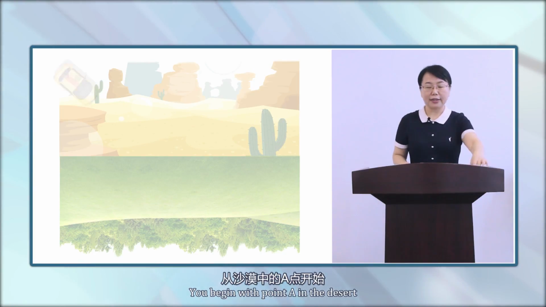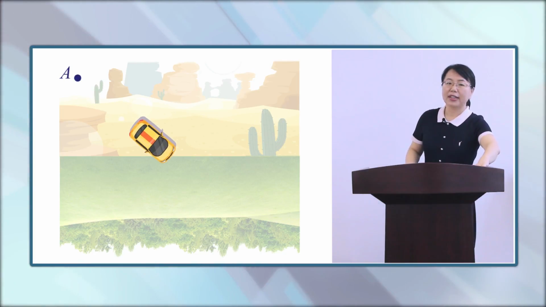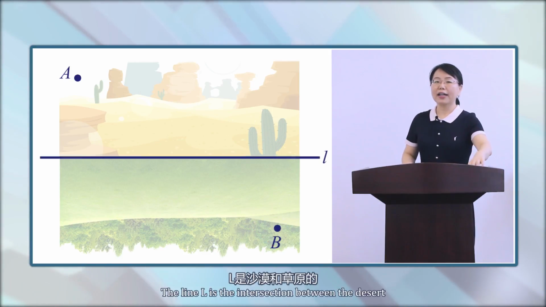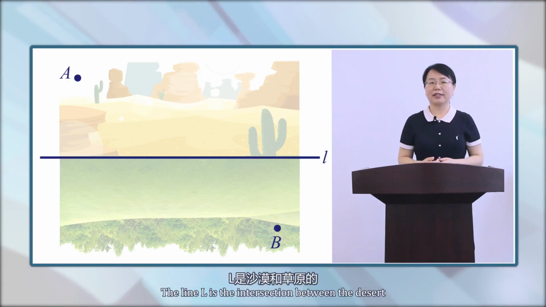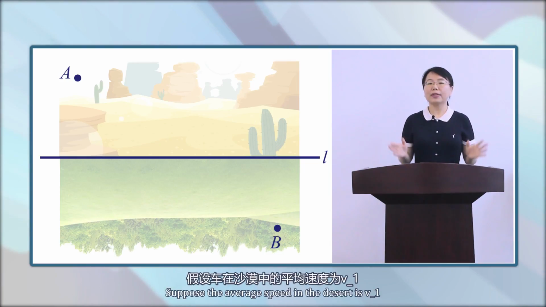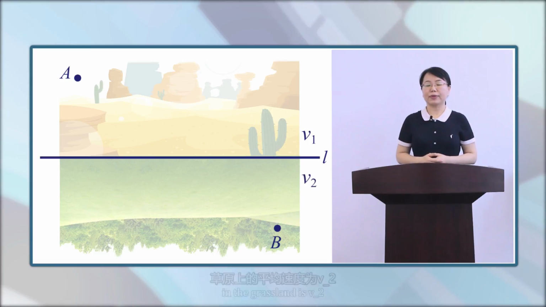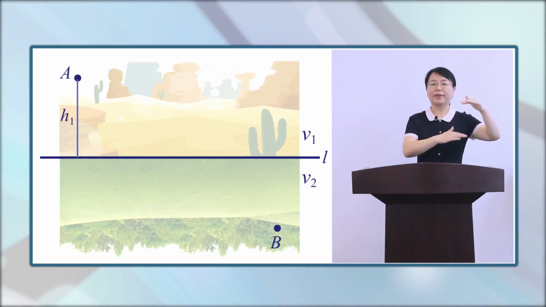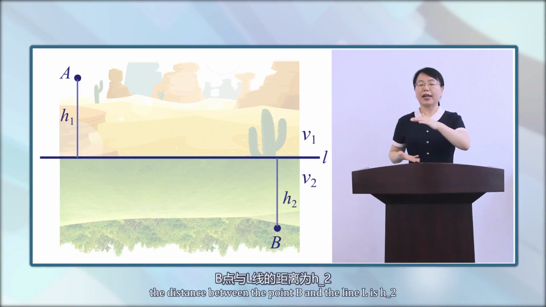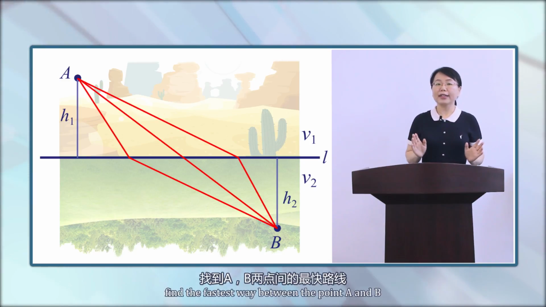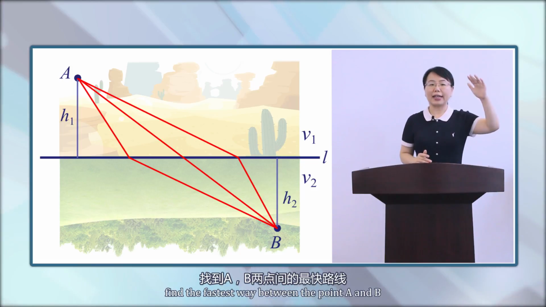You begin with the point A in the desert and are going to point B in the grassland. The line L is the intersection between the desert and the grassland. Suppose the average speed in the desert is V1, in the grassland is V2. The distance between the point A and the line L is H1. The distance between the point B and the line L is H2. The question is to find the fastest way between the point A and B.